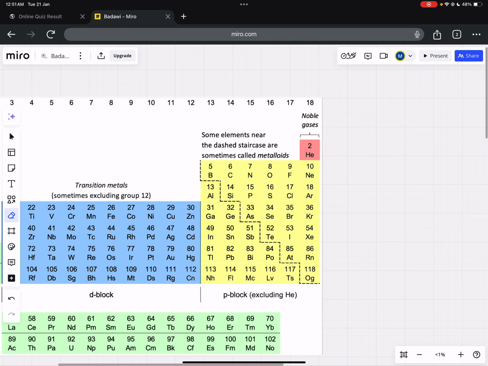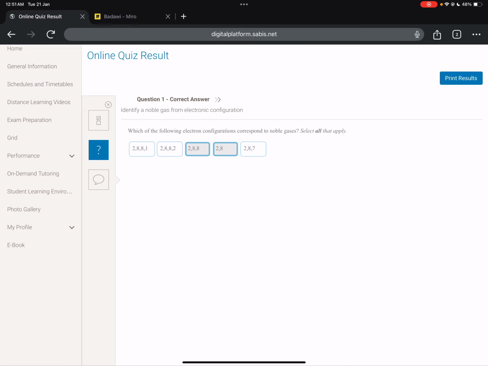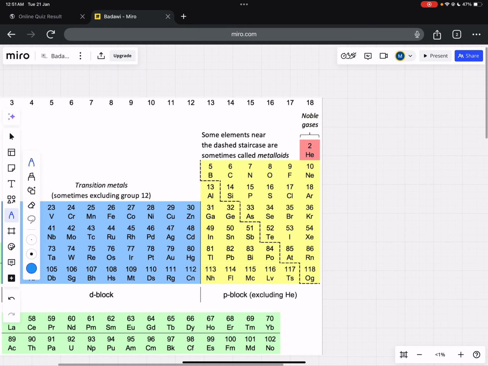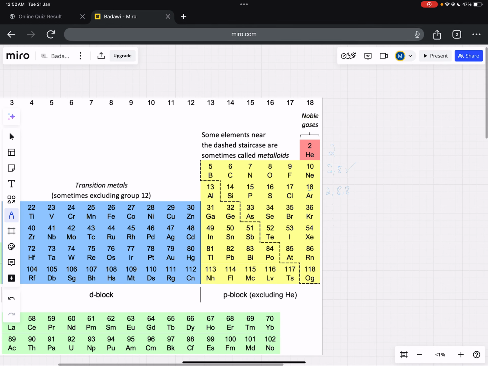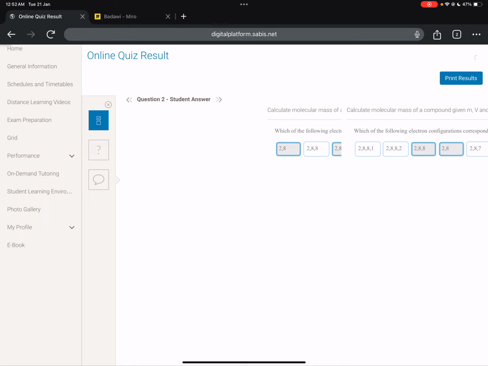So if we want to check their electron configuration using this method, not the 1s2 2s2 method, let's look. If we start with helium, it's just going to be 2. If I go to neon, it will be 2 8. If I go to argon, it will be 2 8 8, because 8 plus 8 is 16, plus 2 I get 18, and so on. Okay, so let's check our options. We have 2 8, yep, which is neon, and we have 2 8 8, which is argon. Let's go next.